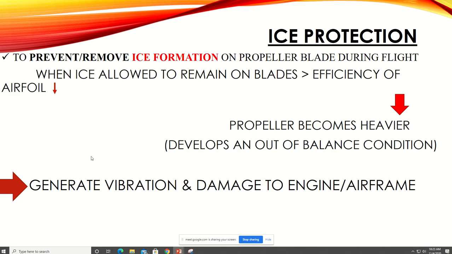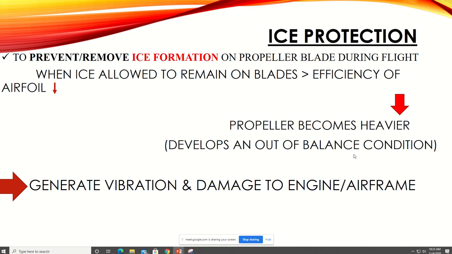Then we move to ice protection. Do you have the idea what ice protection is? Ice protection is to prevent or remove ice formation on propeller blades during flight. When ice is allowed to remain on the blades, what happens? The efficiency of the airfoil will be lost. What happens next? The propeller becomes heavy. The ice will add weight to the propeller. You don't want that, and it develops an out of balance condition.